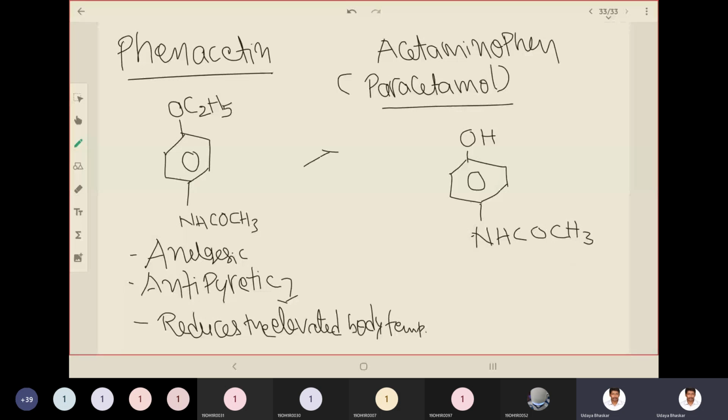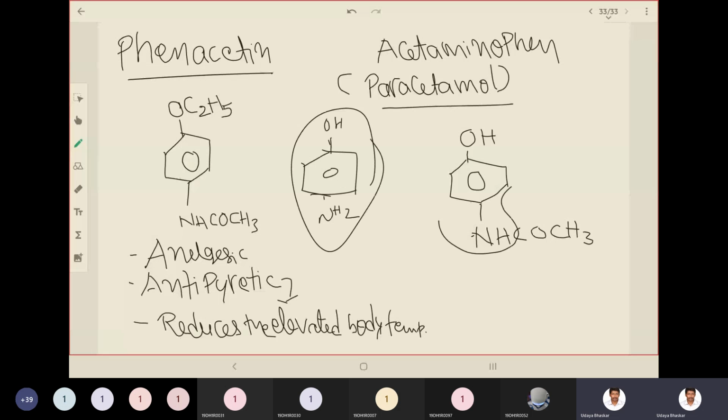What is aniline? A phenyl ring with NH2. If you see, that is present here, so it is an aniline derivative. And what else? Para-aminophenol. So this is para-amino and this is alcohol. That is para-aminophenol, which is present here.